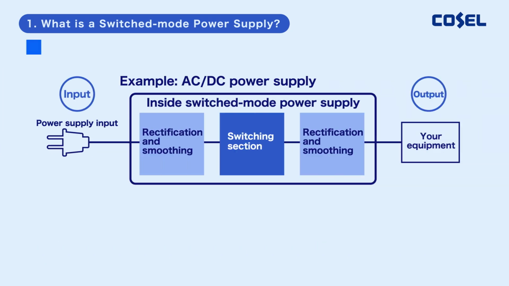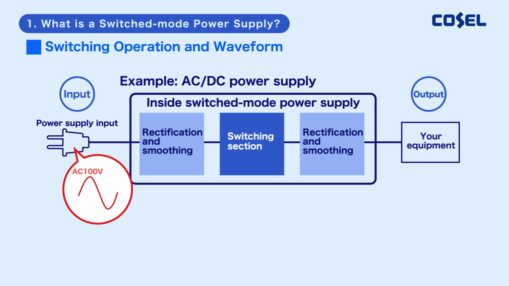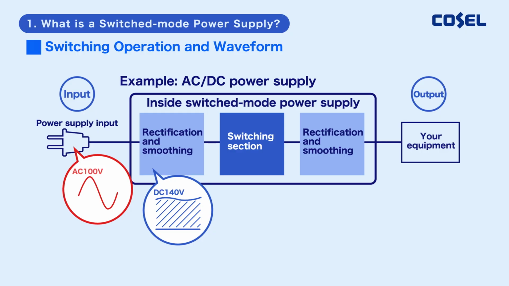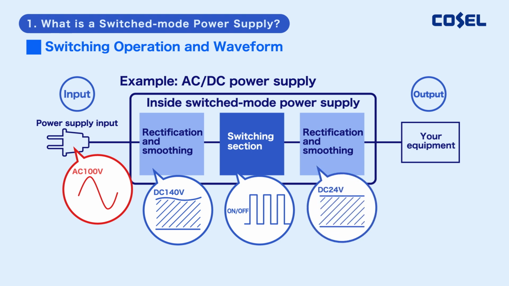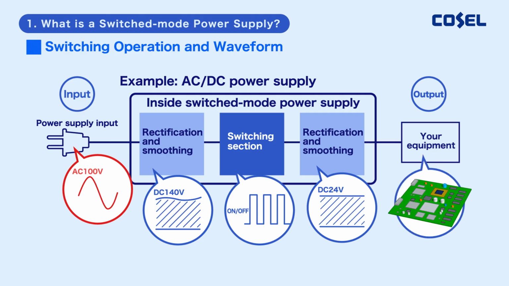I will now give an explanation of the internal configuration of a switch mode power supply using an AC/DC power supply as an example. A switch mode power supply rectifies and smooths the AC voltage on the input side. Next, the switching section switches while adjusting the on-off time and regulates to the target DC voltage. This regulated DC voltage can be connected to the control board in the customer's equipment.